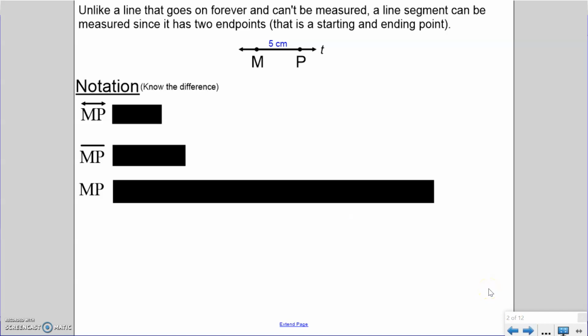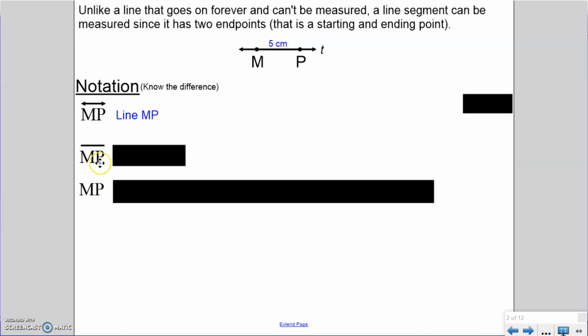So unlike a line that goes on forever and cannot be measured, a line segment can be measured since it has two endpoints. That is a starting and ending point. Make sure you know the notation. For example, here's a picture. Here's M to P. We know it's 5 centimeters. Also, we have line T, but line T goes on forever. So when you see this with the arrows above, that means a full line. That means line MP. We cannot measure that.